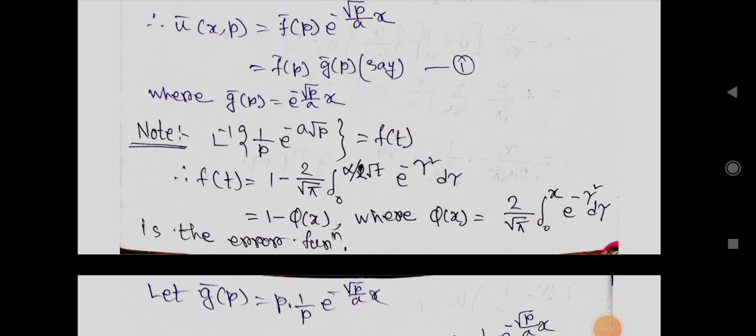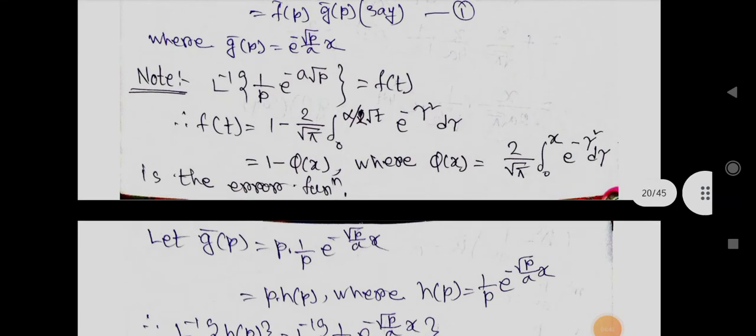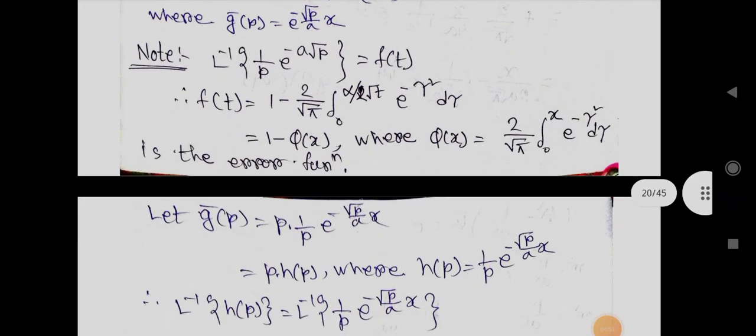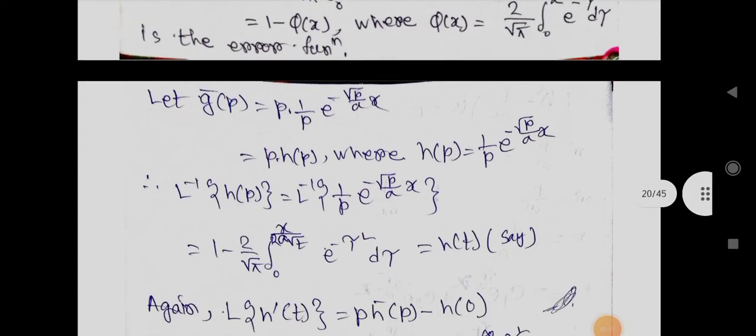Note: Laplace inverse of 1/p e^(−a√p) equals f(t), that is f(t) equals 1 minus 2/√π times the integral from 0 to α/(2√t) of e^(−τ²) dτ, equals 1 minus φ(x), where φ(x) equals 2/√π times the integral from 0 to x of e^(−τ²) dτ, which is the error function.